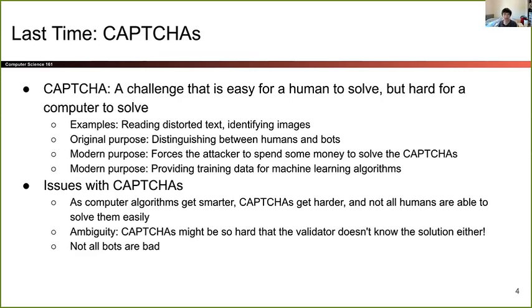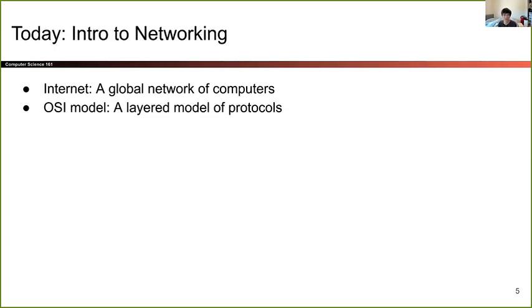And you also see that a lot of the CAPTCHAs nowadays are really just there to provide training data for machine learning algorithms. Some issues are that CAPTCHAs are getting harder and harder because computers are getting smarter and smarter, and sometimes it can be really difficult for humans to solve. Also, not all bots are bad, so sometimes we want to let in good bots like web crawlers or Evanbot. Those might be bots that we want to let in, but there's no way to create a CAPTCHA that can distinguish the intent.